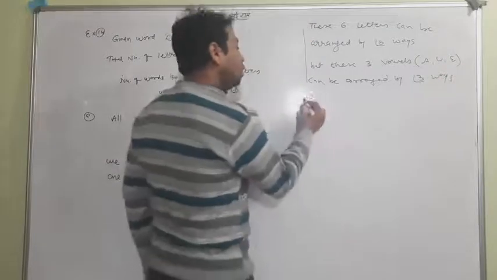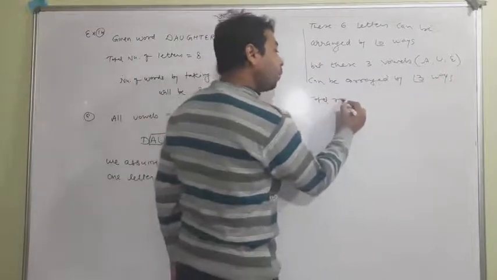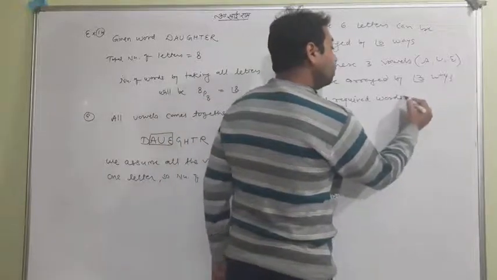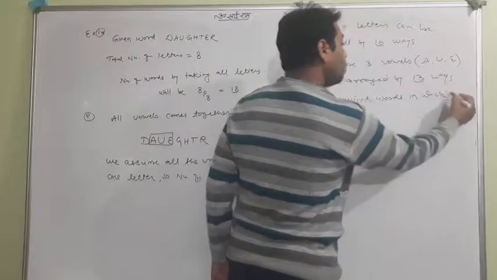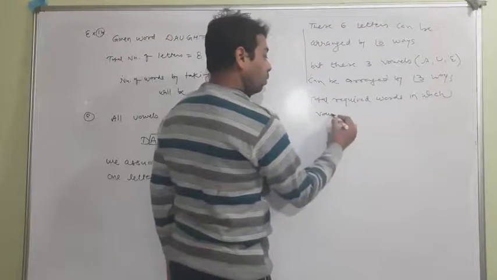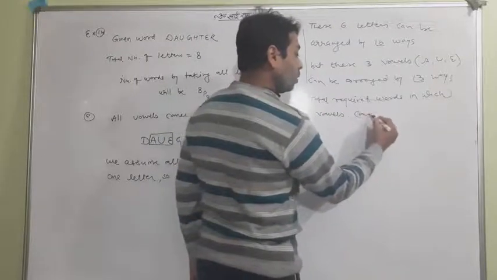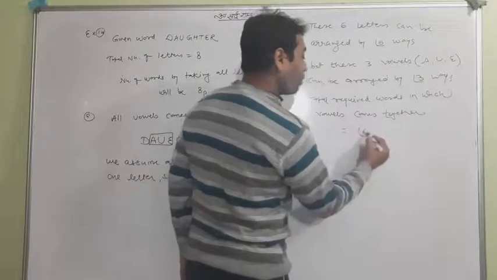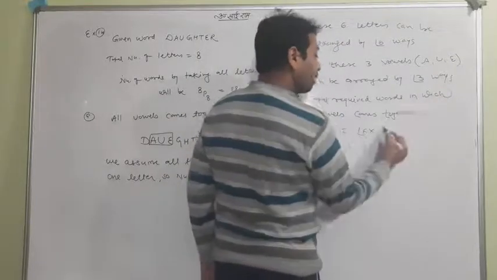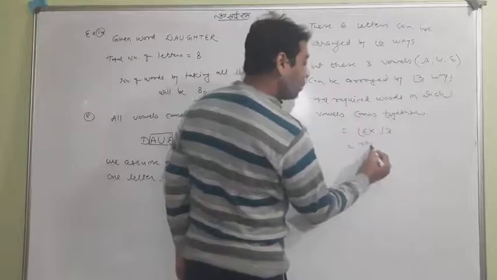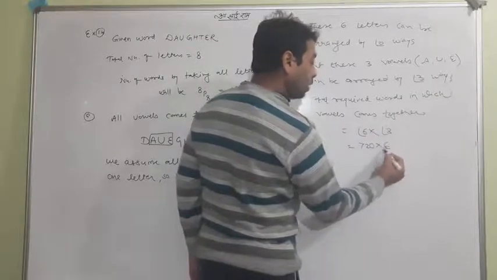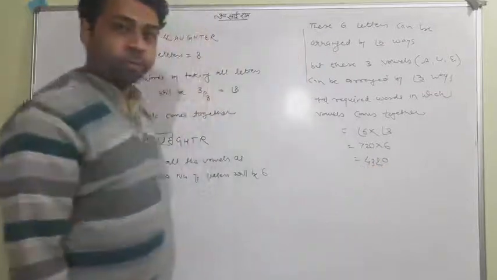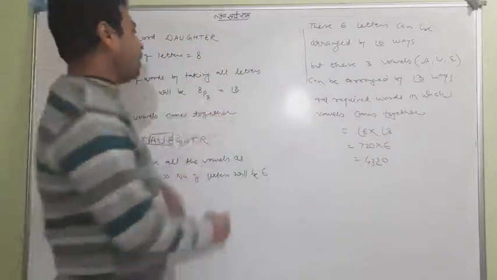So the total required words in which vowels come together will be factorial 6 into factorial 3, and that is 720 into 6, and this is 4320. The answer for factorial 8 I want to find out.